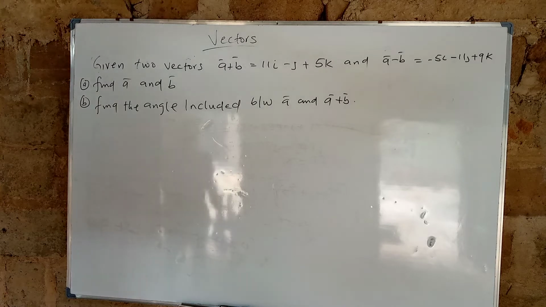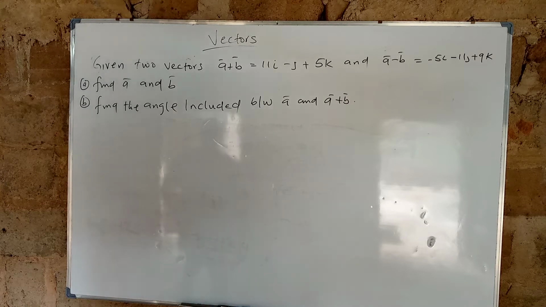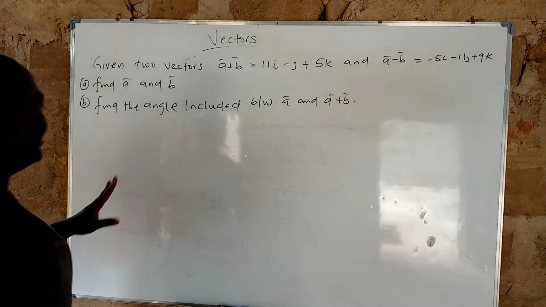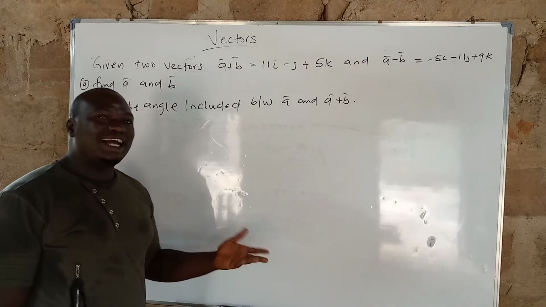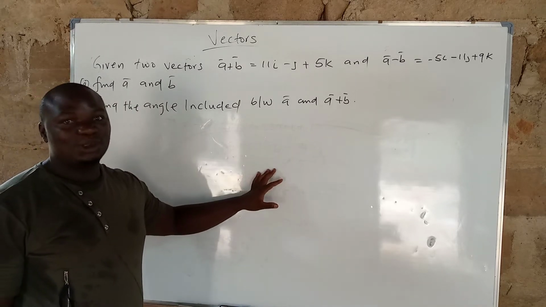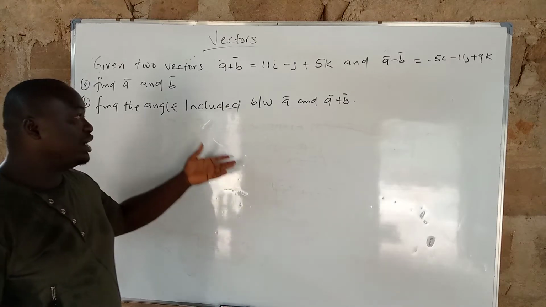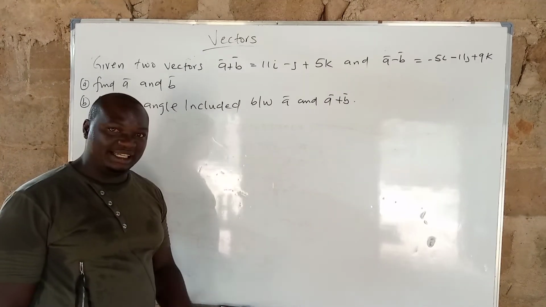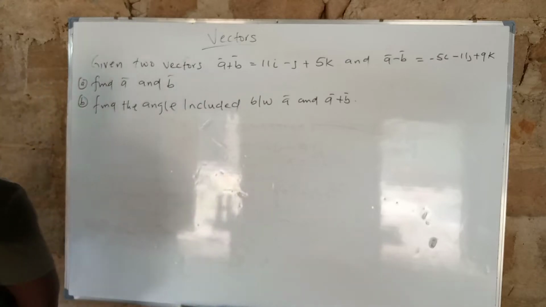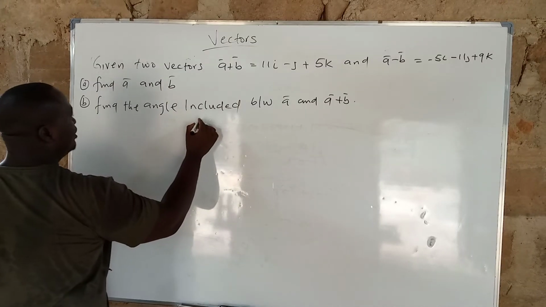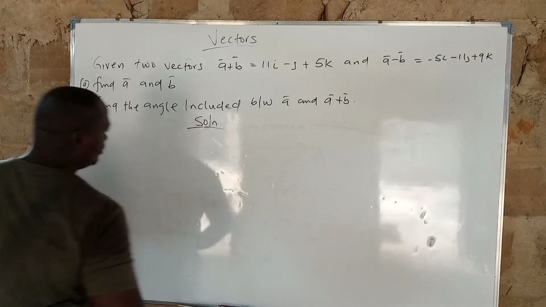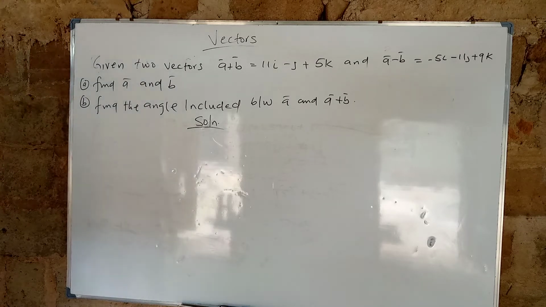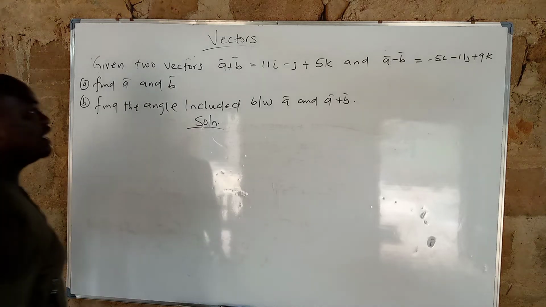Now, they said find A and B, and then find the angle between A and B. If you have not watched my video on dot and cross product, this may be tricky. And if you have not watched my video on vectors on addition and subtraction, this may also be tricky. Let's go. Now, find A and B. We are going to solve it simultaneously. You can solve it by adding and subtracting. Any of the methods can still work.